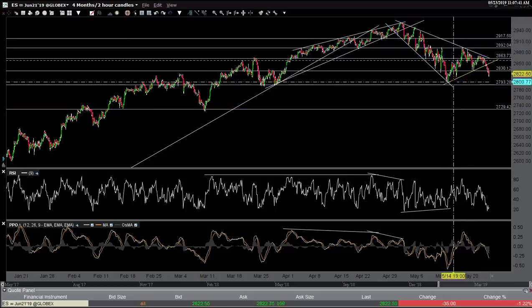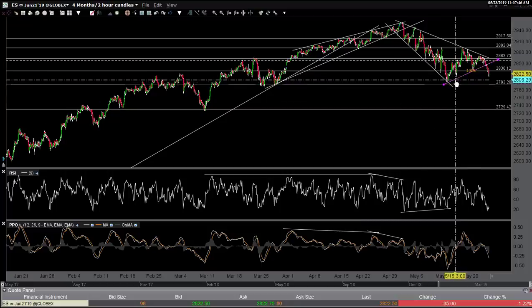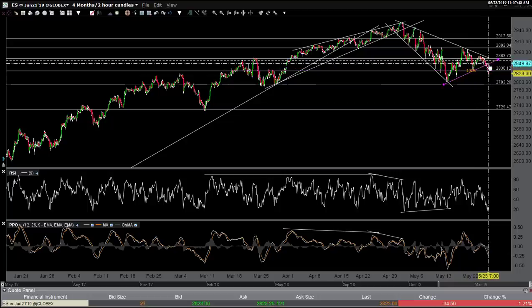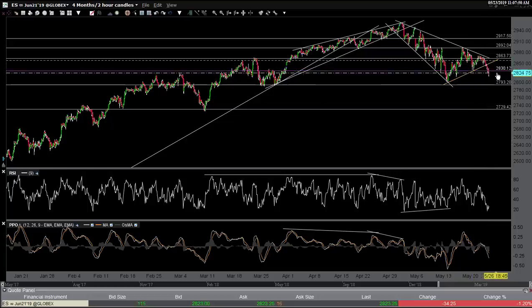We did take an undercut on both NQ, which I was on a minute ago, and now ES here. We took out these minor trend lines last night, and that triggered the selling today. ES also popped below that 29.30 level.